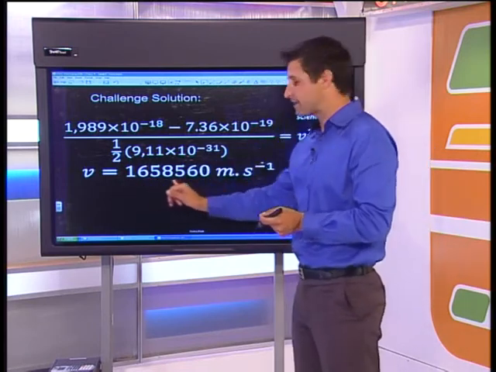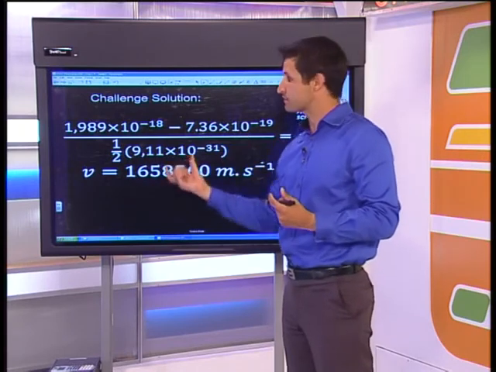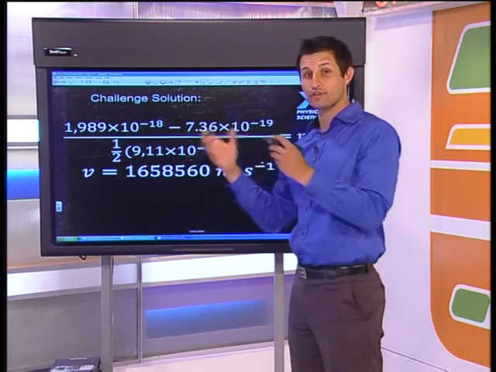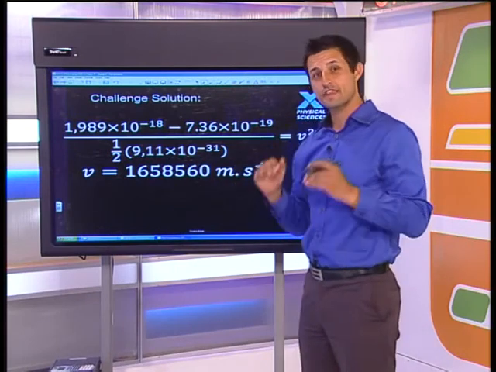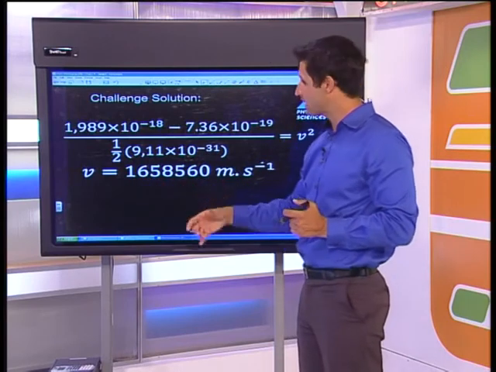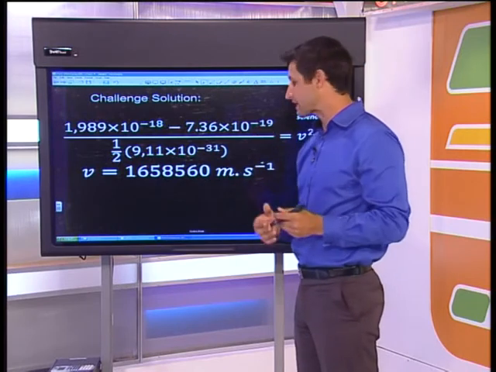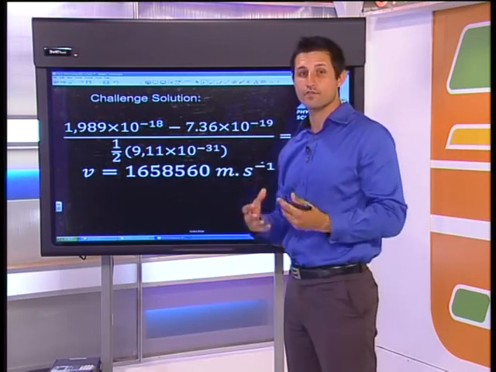Now, some of you might find a slightly different answer to this. Most of the reason behind that is because of rounding halfway through. Some of you have kept it in your calculator, some of you haven't. That's no problem. If I put it in as such, I'm going to find a velocity in excess of 1,000,000 meters per second. That's unbelievable. Very, very fast.